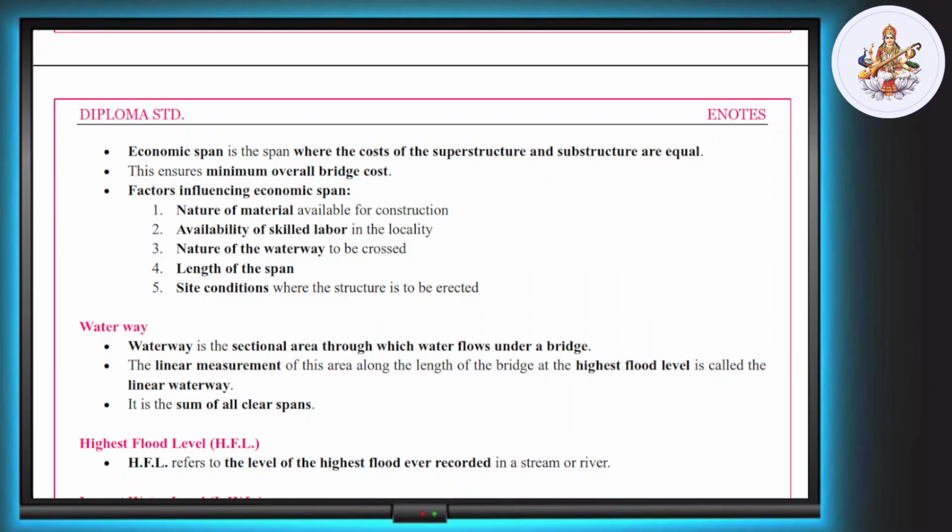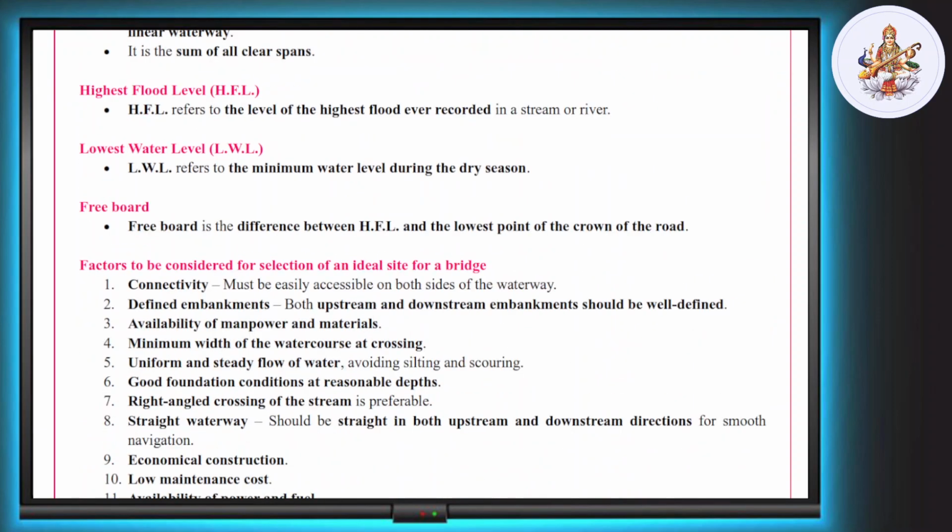Waterway. Waterway is equal to cross-sectional area for water to flow under the bridge. Linear waterway is equal to sum of all clear spans at HFL level. Flood levels. HFL means highest flood level, that is the maximum flood level ever recorded. LWL means lowest water level, that is the minimum level during the dry season. Freeboard. The vertical gap between HFL and the lowest part of the bridge deck provides a safety margin for unexpected water rise.